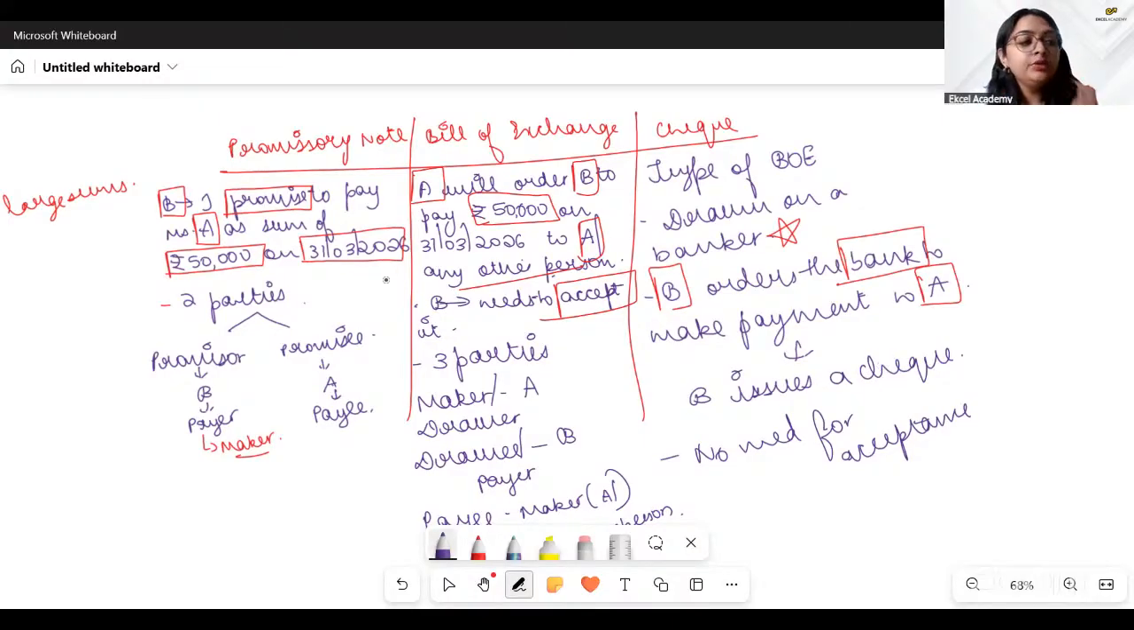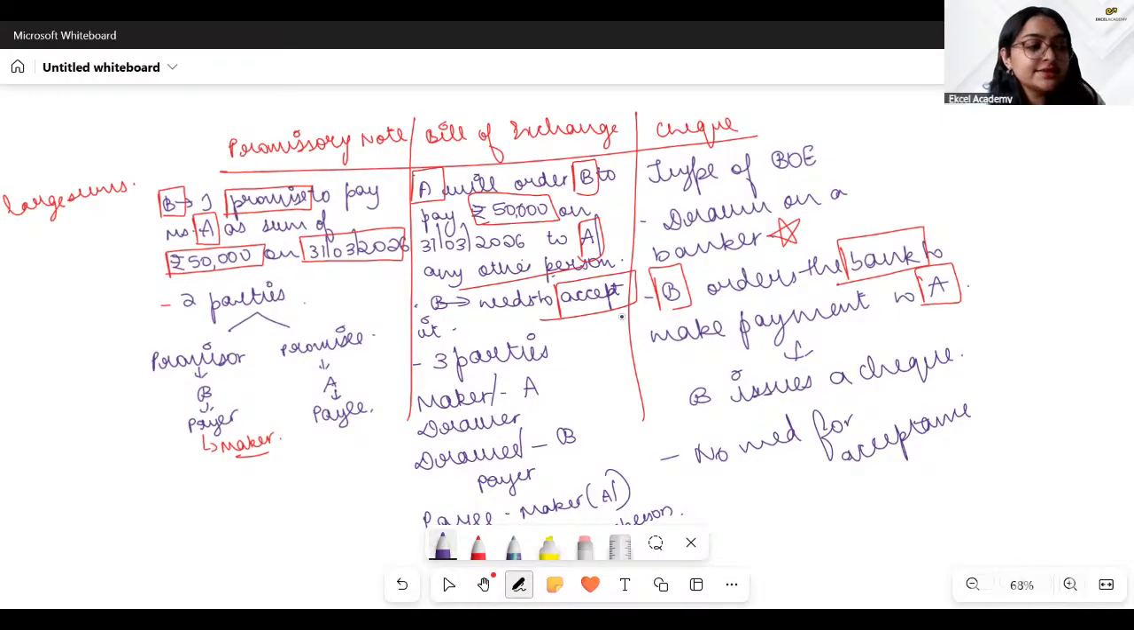I hope you are clear with these three topics: your promissory note, your bill of exchange, as well as your check. Promissory note: there's a promise to pay, and two parties are involved. Bill of exchange: there's an order to pay, the drawee should have accepted it, and three parties are involved. A check is a type of bill of exchange which is always drawn on a banker, and no acceptance on the banker's end is required. If you are clear with the base concept of these three types of negotiable instrument, the topics in the chapter become very easy to understand.